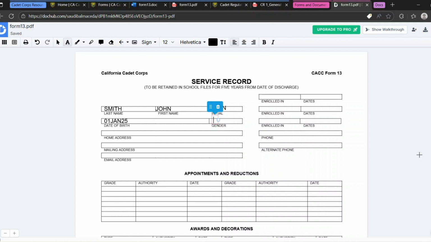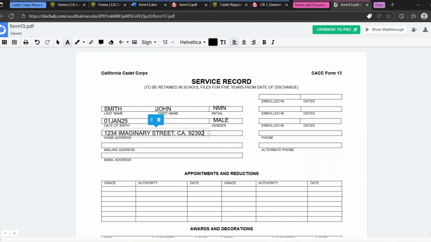Point 5, as it references in the regulations, is the gender section. According to Cadet Corps regulations, you are to enter male or female, though I am aware some units allow for a cadet to enter other. According to regulations, there are only 2 genders that you can place into this record, so we would put either male or female. For this example, we are going to put male because Cadet Smith is a male.